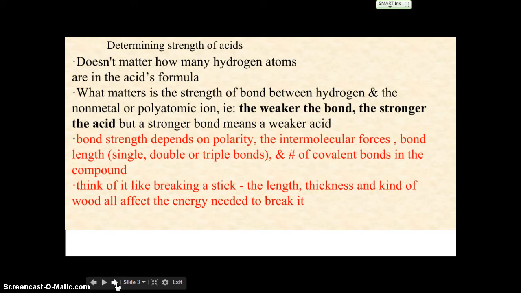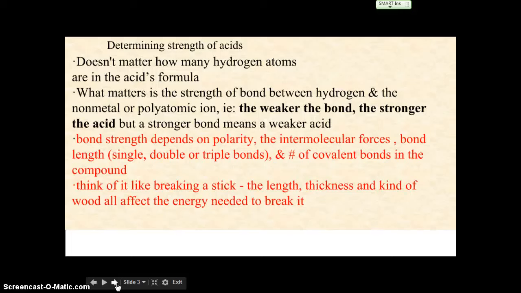So it doesn't matter how many hydrogen atoms are in an acid's formula. What matters is the strength of bond between the hydrogen and the nonmetal or polyatomic ion in the original acid. The weaker the bond, the stronger the acid. But the stronger the bond, the weaker the acid. And if you think about it, it makes sense because a weak bond means the hydrogen will easily get pulled off by the water, but a strong bond means the hydrogen will stay on the original acid.